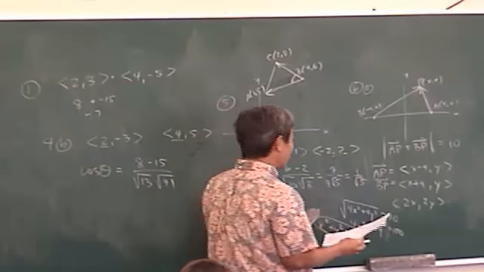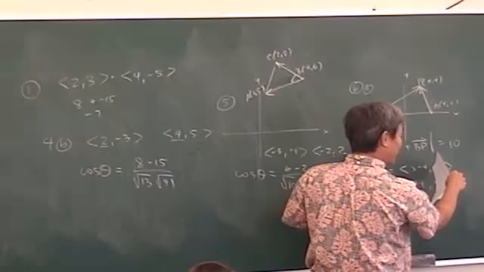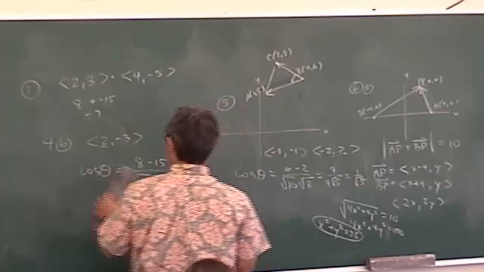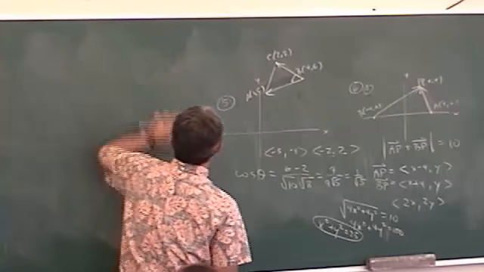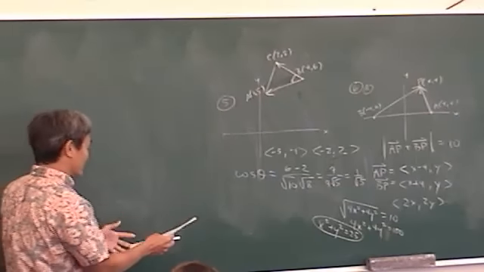So if you don't know what to do, just do what it says to do. Componentize each one, add them together, and then find the length, set it equal to 10. Because there's going to be lots of problems when we get to the harder ones. You don't know what the heck to do, so just do what it says to do.